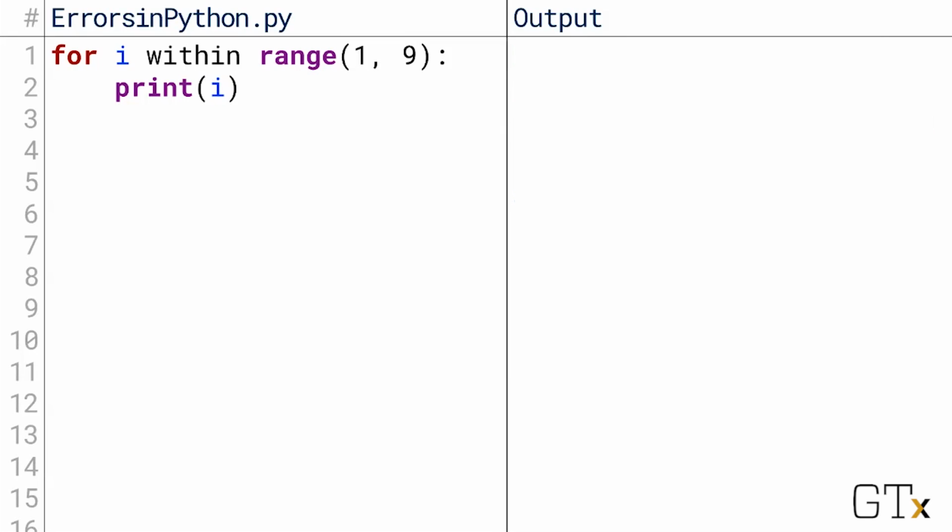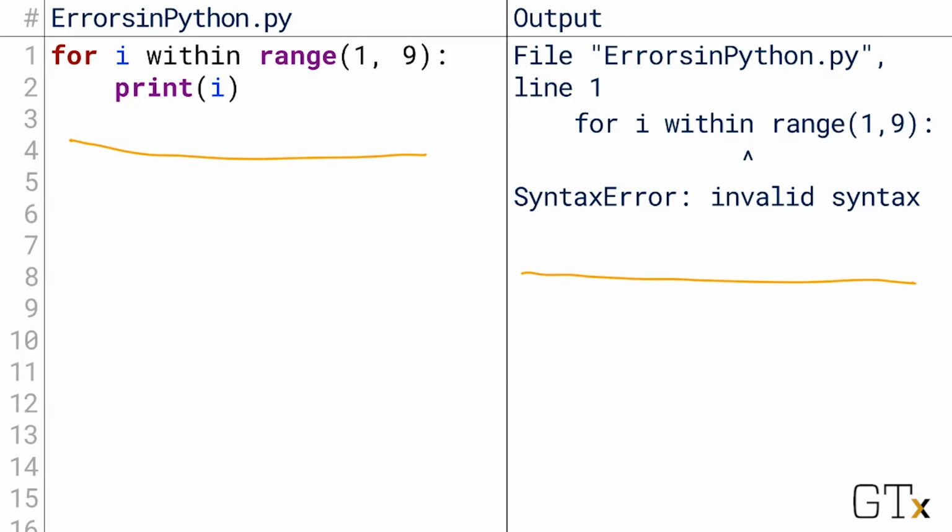The code here is intended to print the numbers 1 through 9 in order. Right now, you don't know what this code means, but don't worry. All you need to know right now is that the goal is to print those numbers. So we write the code on the left, we run it, and we get the output on the right.